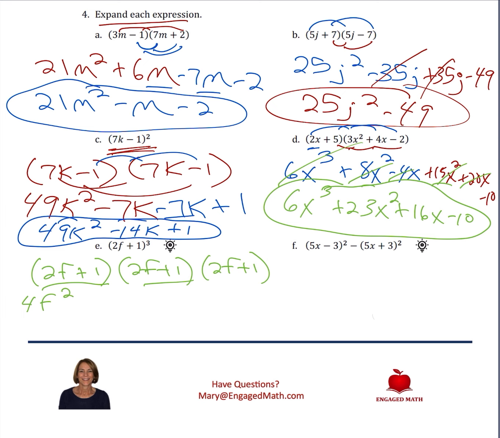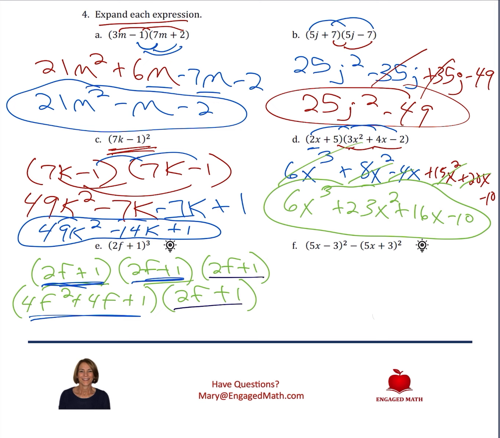So it's 4f squared plus 2f plus 2f. Because it's a light bulb, I'm going to just combine these two 2Fs right away. 4F. So we have 4F squared plus 4F plus 1. And then the second parentheses now, which used to be the third parentheses, I'm just going to make sure you see, this is that. Everything that I'm underlining in the light blue became this.